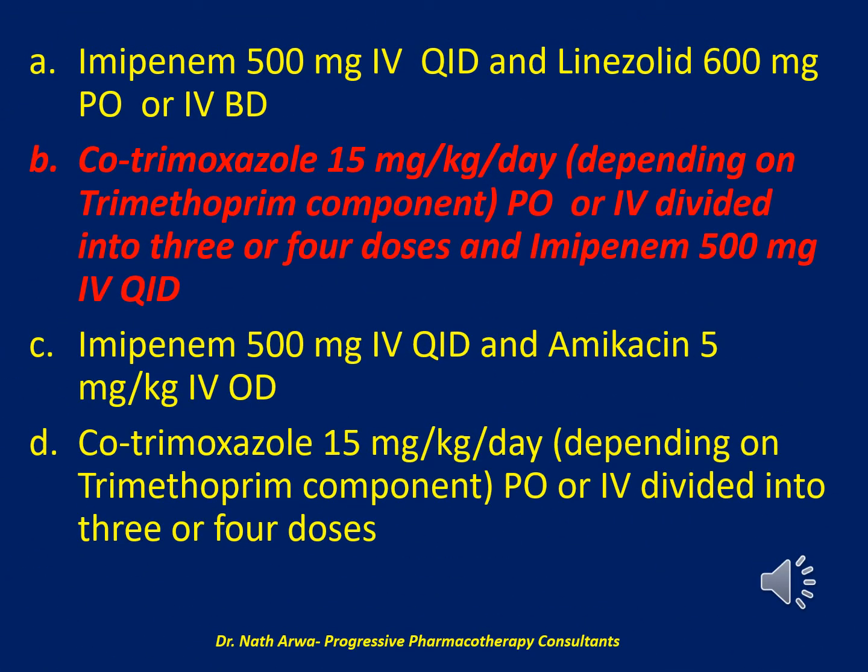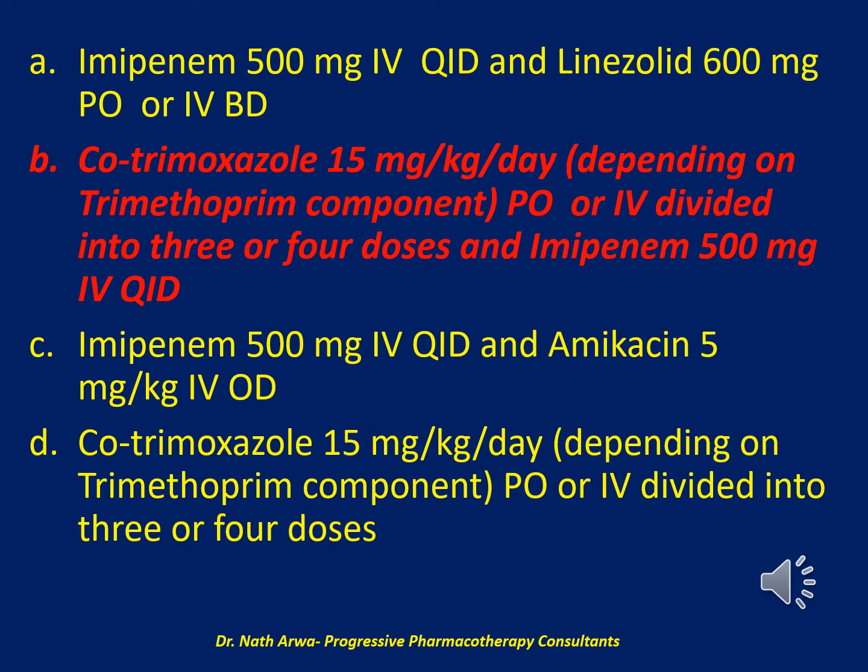And the correct answer is B. Cotrimoxazole 15 mg per kilogram per day, dosed on the trimethoprim component, orally or IV, divided into 3 or 4 doses, and imipenem cilastatin 500 mg IV 4 times daily. Cotrimoxazole is the drug of choice for primary therapy of stable pulmonary infection caused by Nocardia species. However, given this patient's worsening respiratory status and concern for CNS or disseminated infection, headaches, combination therapy is most appropriate.